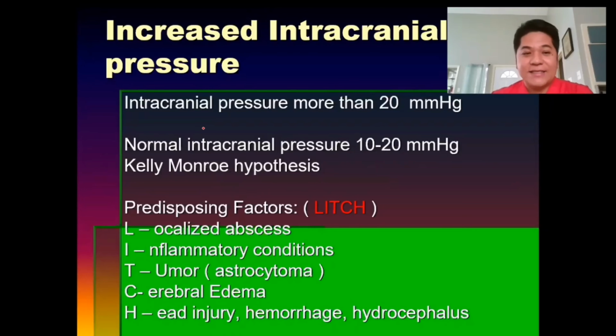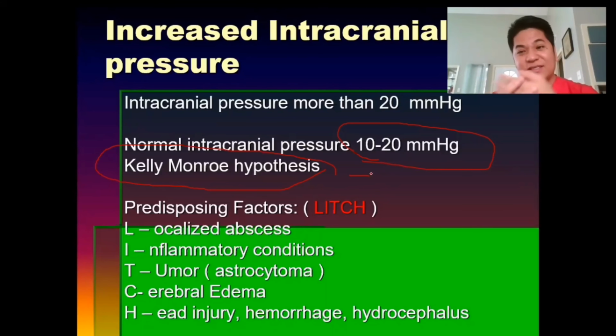Now, the normal ICP is 10 to 20 millimeters of mercury. Anything that is more than that will increase the ICP, or the intracranial pressure. Now, remember this hypothesis, the Monro-Kellie hypothesis, says anything that would increase a component of the brain, such as your brain tissue, CSF, and the blood, would lead to increased ICP. Remember that the skull is a closed vault and it houses the brain. So anything that would increase tissue, inflammation, blood supply, or CSF would lead to increased ICP, okay?